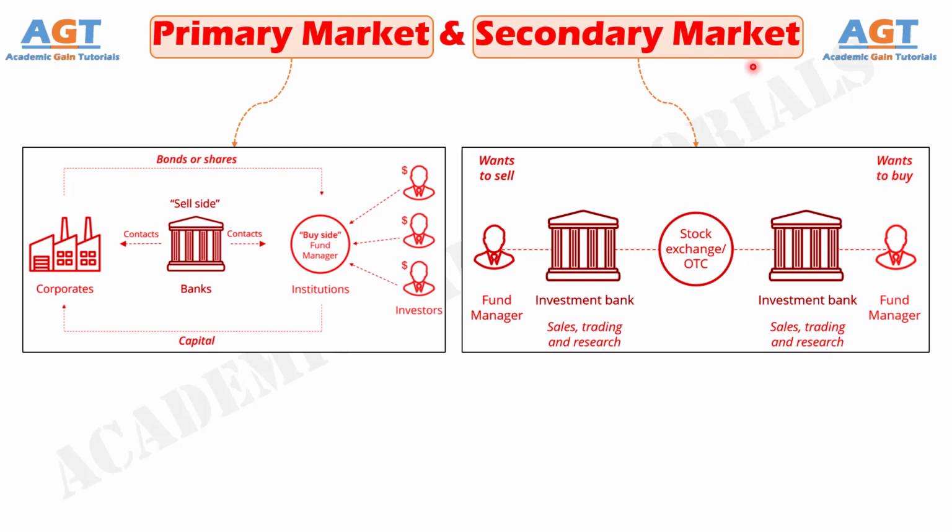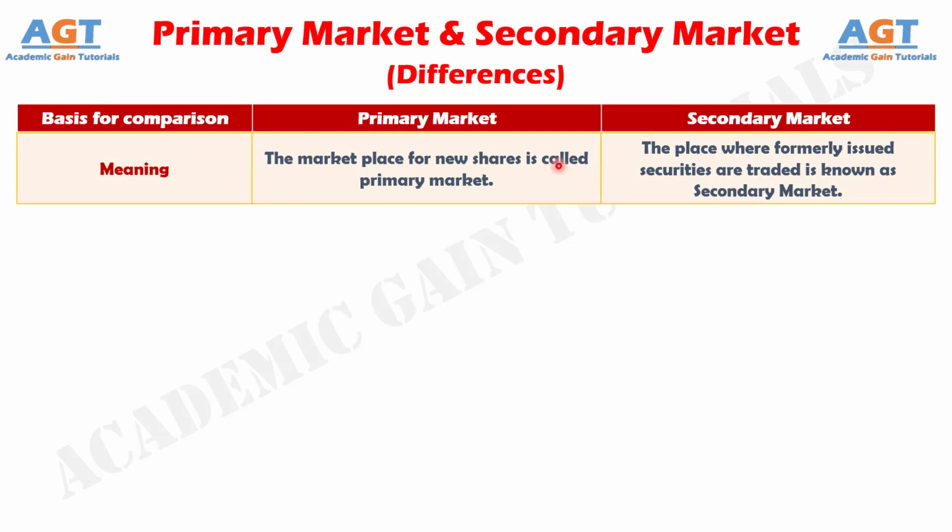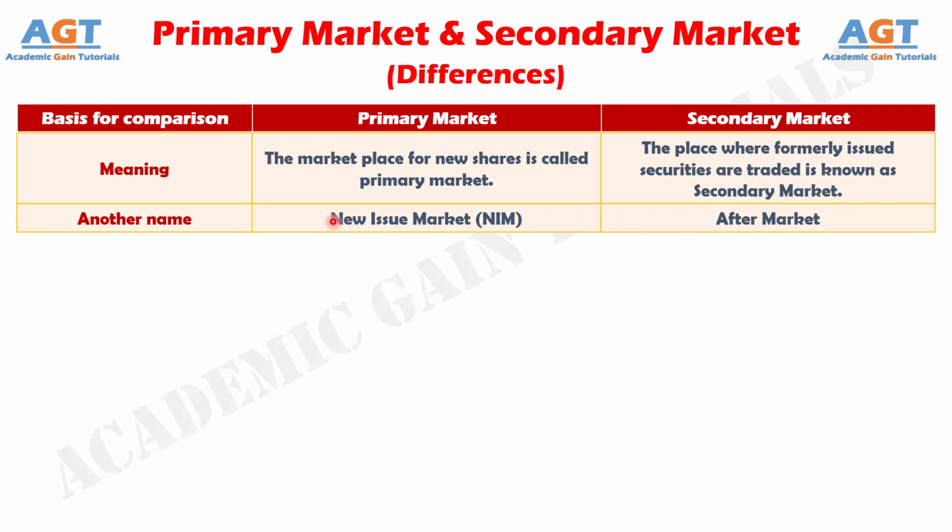So, let's look into the basic differences between primary market and secondary market in a tabular form. Difference number 1. The marketplace for new shares is called primary market, whereas the place where formerly issued securities are traded is known as secondary market. Number 2. Primary market is also known as new issue market, whereas secondary market is alternatively known as aftermarket. Number 3. Direct purchasing takes place in a primary market, whereas indirect purchasing takes place in a secondary market.